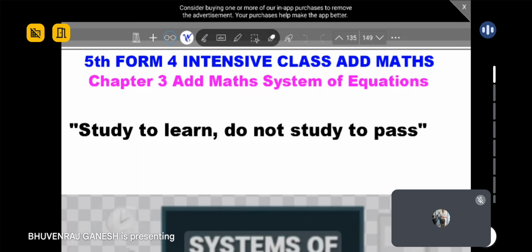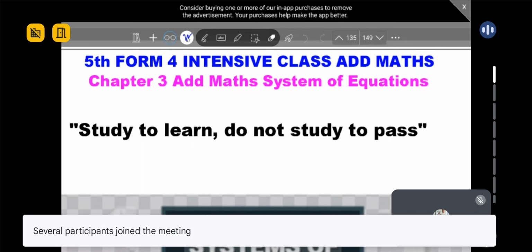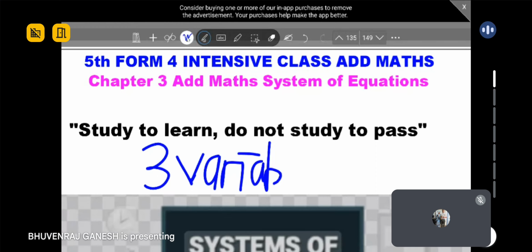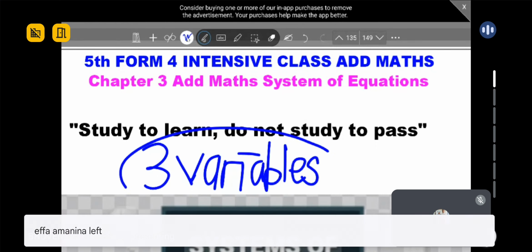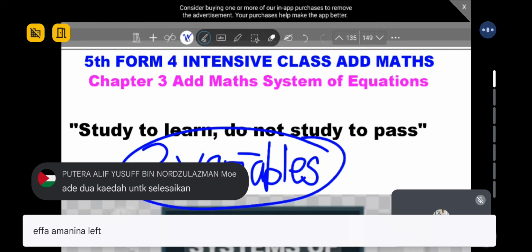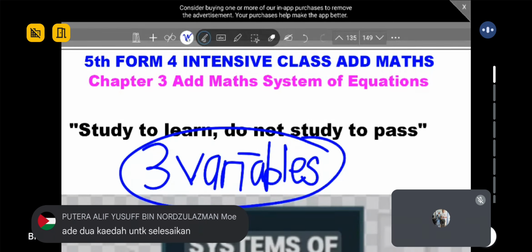Yes, correct. Okay guys, very important point. This chapter, we are dealing with 3 variables. Okay, you must remember that guys. Bab ni kita akan bermain dengan 3 pemboleh ubah. Okay, 3 variables. Alright.